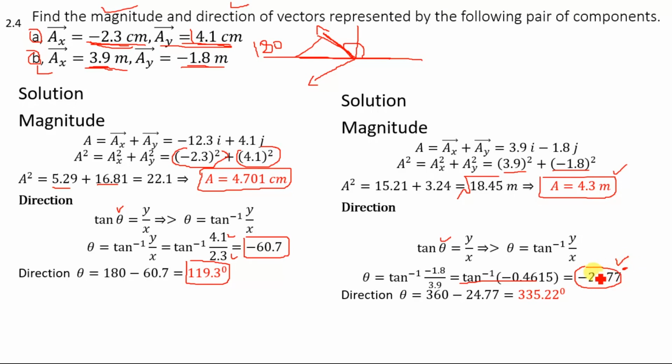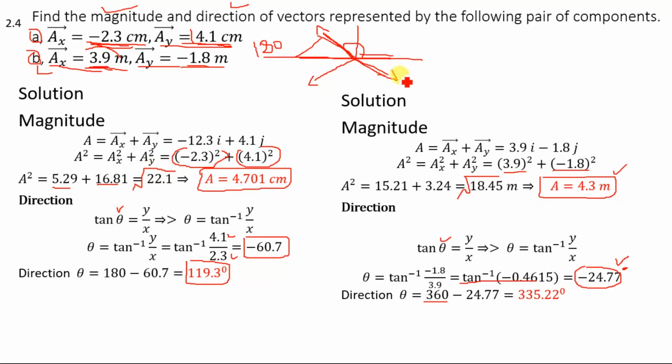Now this minus 24.77 degree, we are going to subtract this value from the 360 degree, because of this pair, this ax and ay. This vector lies in the fourth quadrant. The fourth quadrant means x is positive and the y is negative. When the x is positive and the y is negative, then the vector lies in the fourth quadrant.